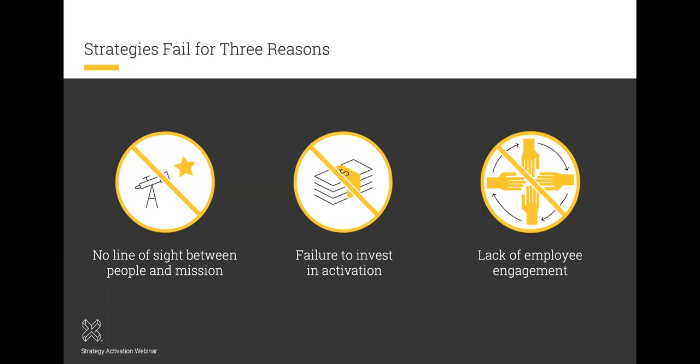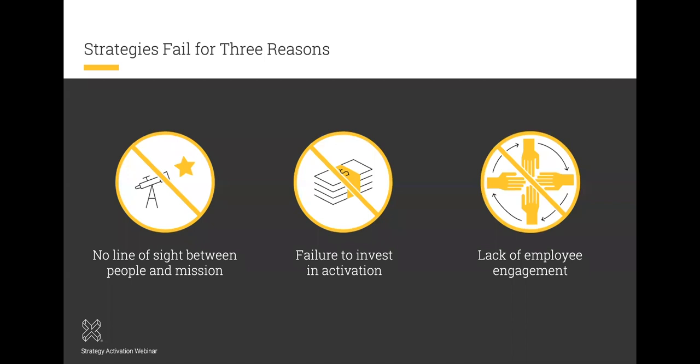The first one: lack of line of sight between the people and the mission. Does every person in your organization understand how their role ladders up to your strategy, to your vision, to your purpose? For every person that doesn't see clearly what the connection is between the strategy and what you're asking them to do differently in their daily job, it's going to be increasingly challenging to get them aligned, on board, and moving forward together.